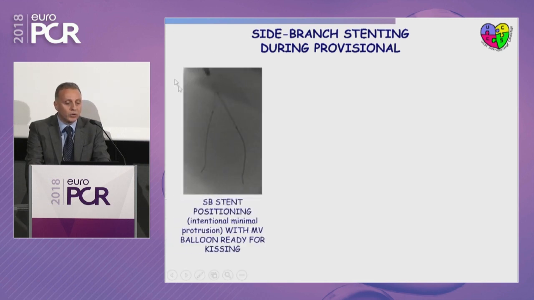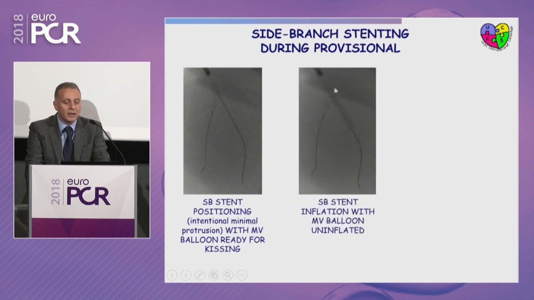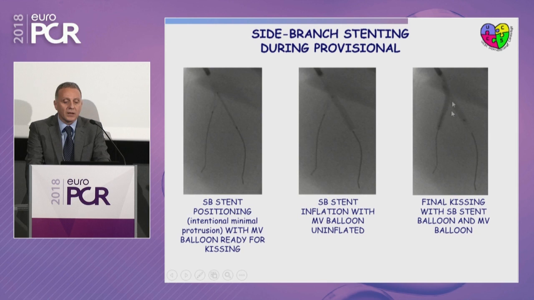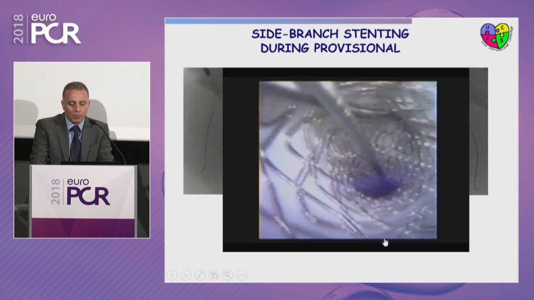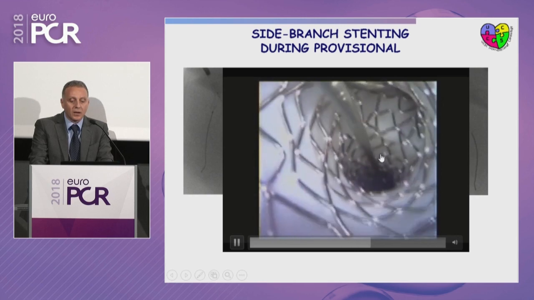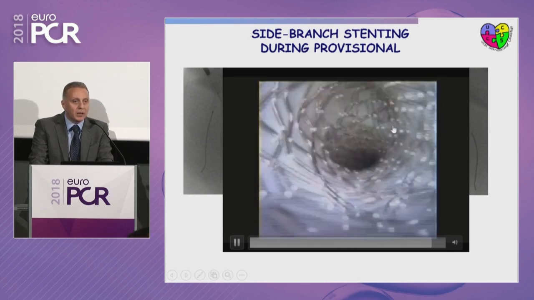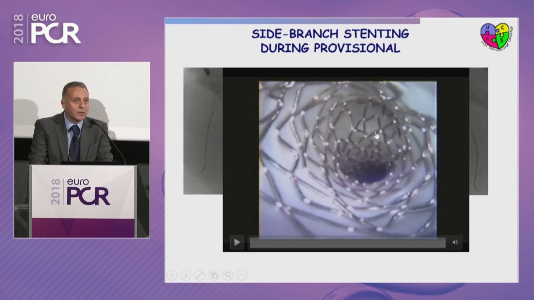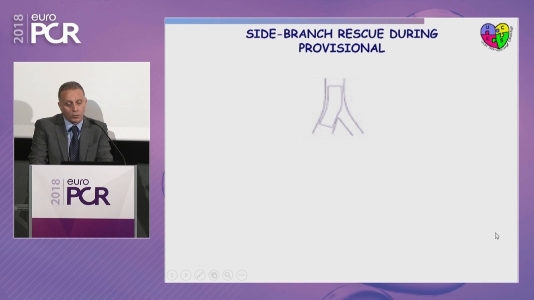And to do this, you should put your stent into the side branch and have the balloon in the main vessel ready for kissing, which is undeflated. Then you deliver the stent with the balloon, which is still undeflated, and then you perform the kissing balloon inflation. If needed, you may repeat the kissing balloon inflation with a non-compliant balloon. This is the result you may achieve. I mean, it really is convincing about the fact that a neocarina might sometimes be very acceptable. We should limit this, but for sure it is something that may be considered valuable.